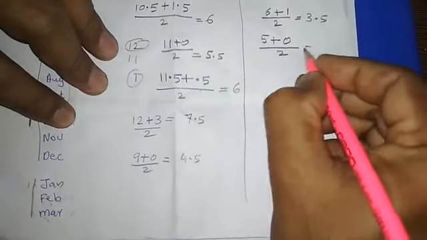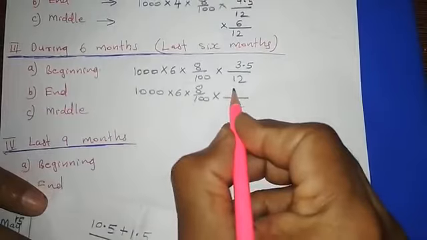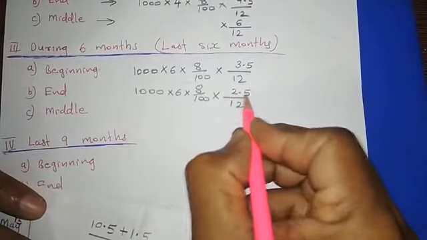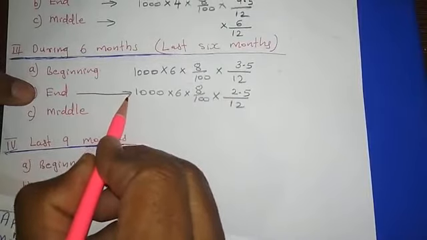Divided by 2, it is coming 2.5. So here 2.5 we can take if the drawing is made at the end of the last 6 months.